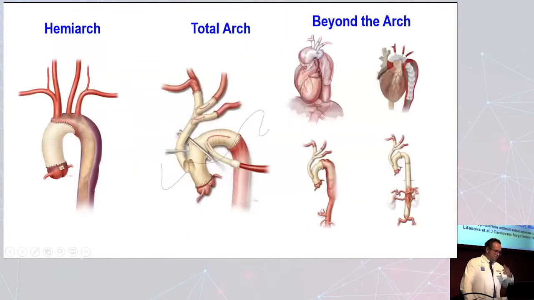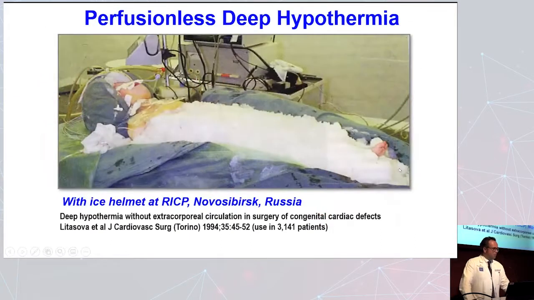In order to achieve that, we have to come up with some techniques. The surgeons in Russia do 3,000 patients, usually kids, and they put these people in ice and operate perfusionless. Imagine you have to cool the patient, put ice and operate as fast as you can. They realized that all these kids, even if they didn't have severe brain damage after the operation, have some sort of developmental issues, cognitive issues and attention deficit disorder issues. There's always a brain damage.